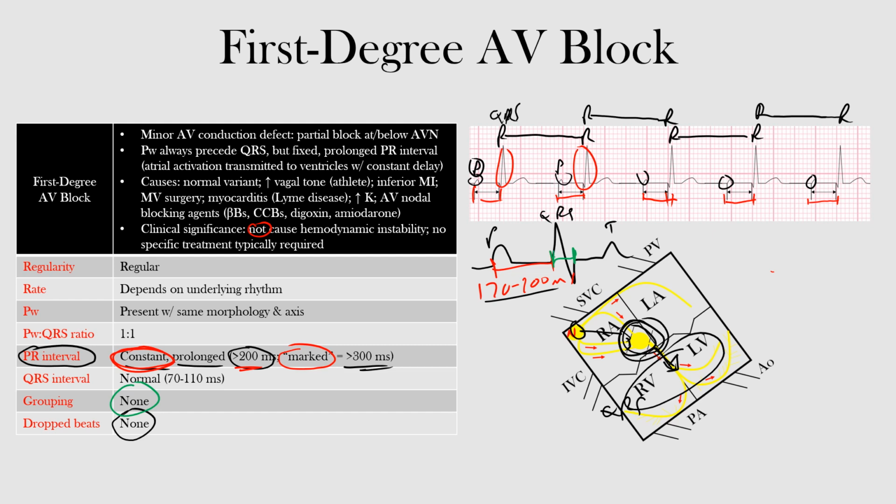Well, that's the end of this lecture. We discussed first-degree AV block, including what it is, potential causes, its clinical significance, and how it would appear on the EKG. I hope you learned something.